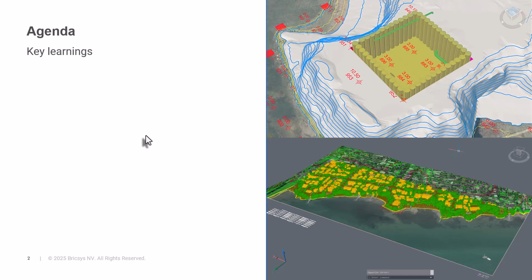So key learnings under today's agenda will be in three parts. Number one, we'll be exploring different data sources. We'll look at the geographic location setup, how to coordinate between BIM softwares and CAD GIS, and how to use the data in a CDE, a common data environment.